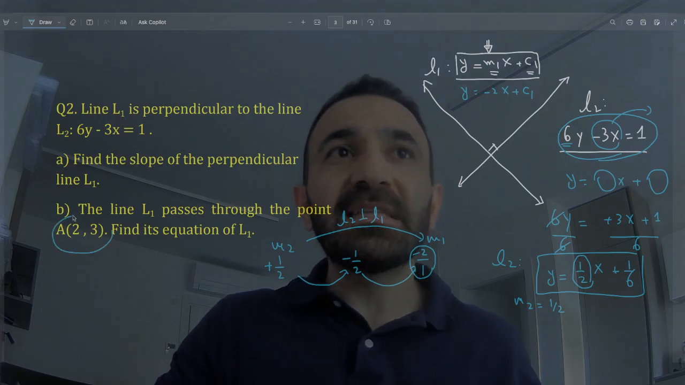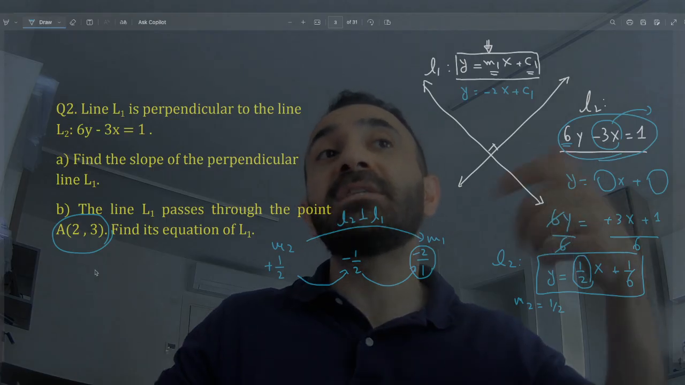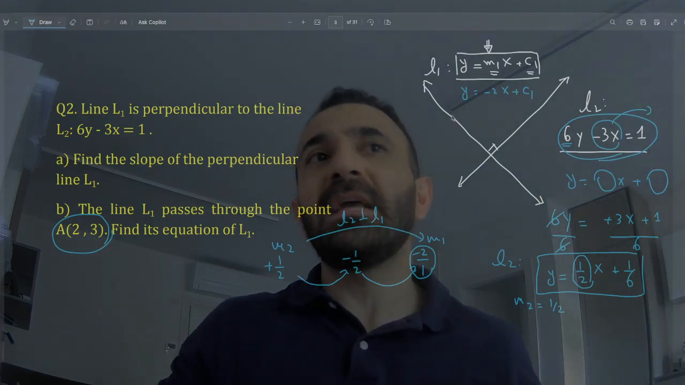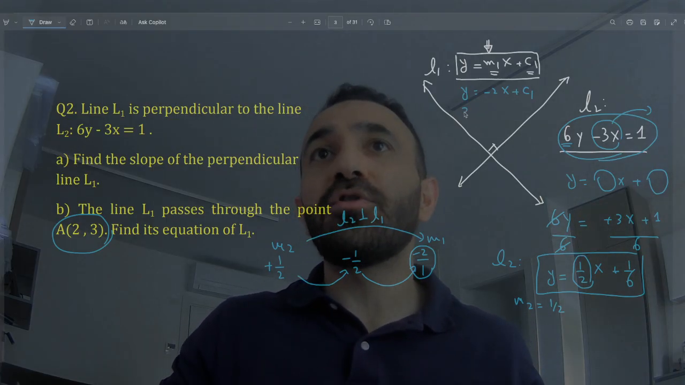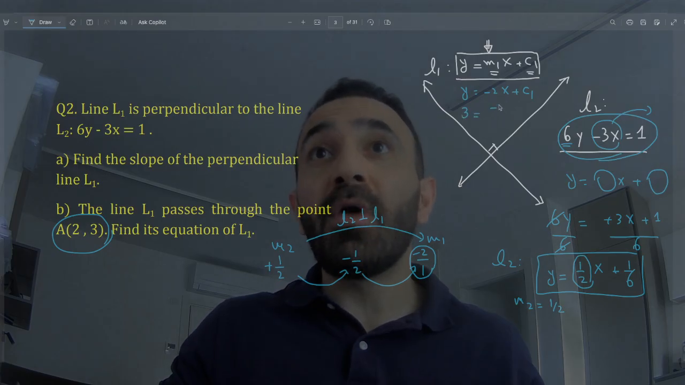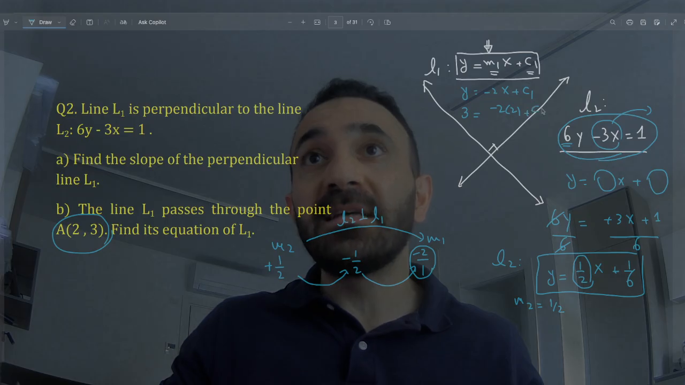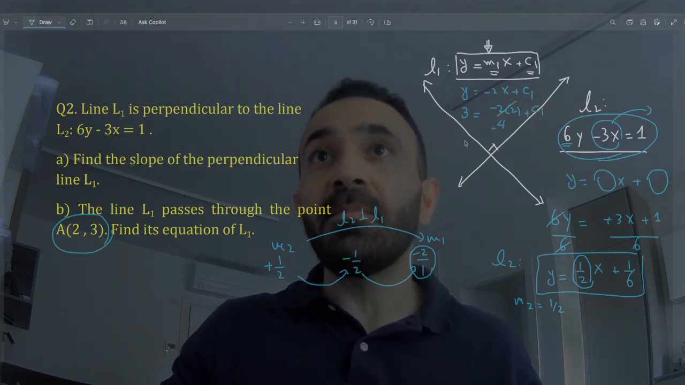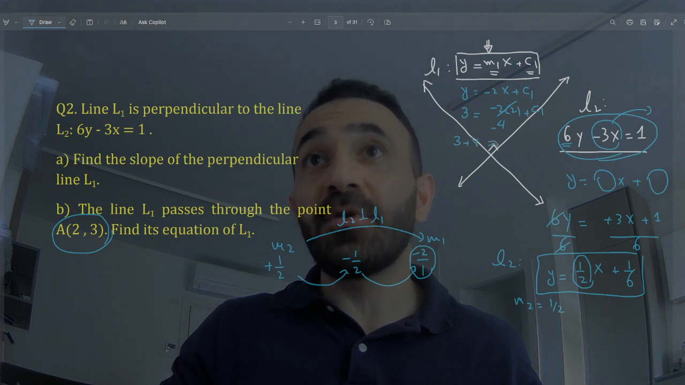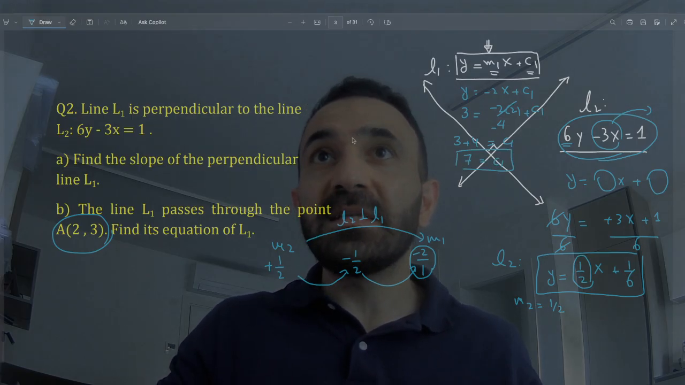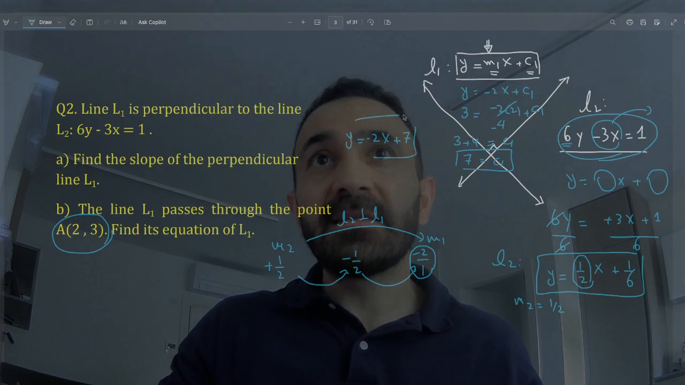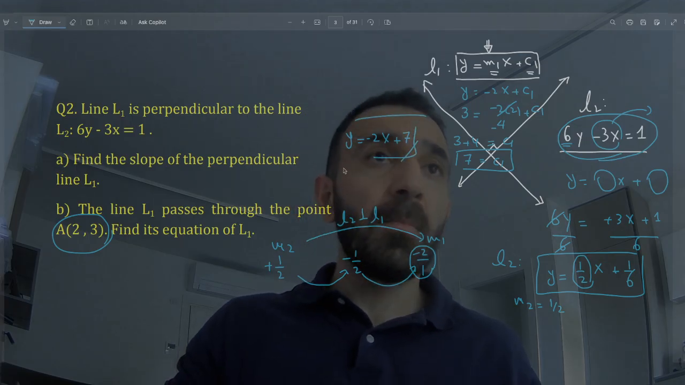The second part is literally the same as the second part of the previous question. It's literally the same concept. So 3 equals minus 2 times 2 plus c1. Minus 2 times 2 is minus 4. To the other side, plus 4. So 3 plus 4 equals c1. So c1 is 7. Okay? So the equation of this line, y equals minus 2x plus 7. Okay? Minus 2x plus 7.